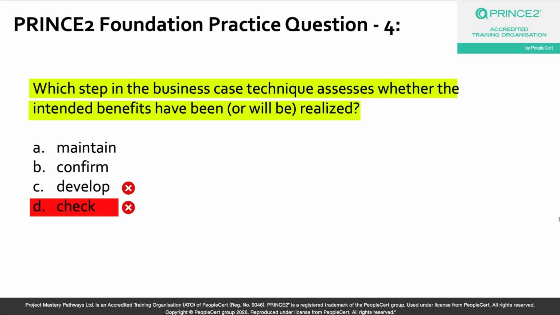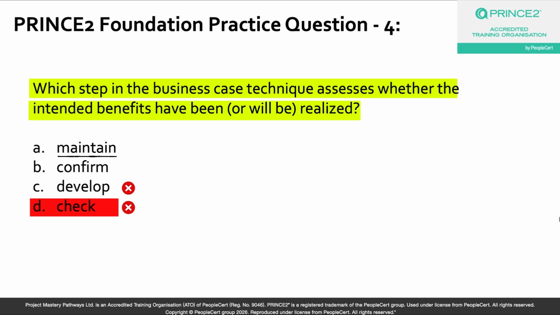Now let's look at option A, maintain. The maintain step is the project manager's ongoing job during the delivery stages, right? So think of it as keeping the business case alive and accurate. As the project progresses, actual costs come in, products get delivered, and some benefits might even start to be realized during the project itself. So the project manager updates the business case with all of this real progress data along with the latest forecasts for benefits and performance targets.